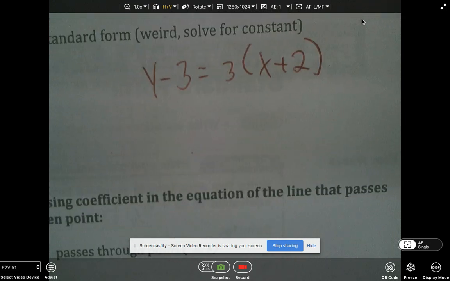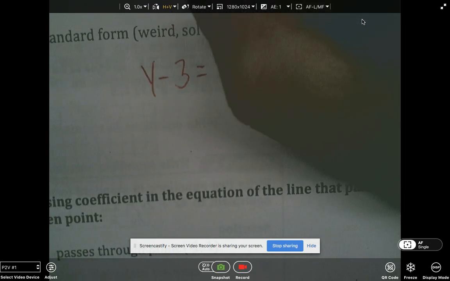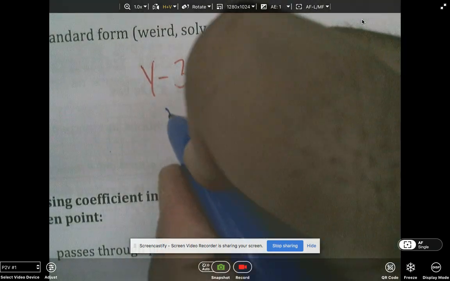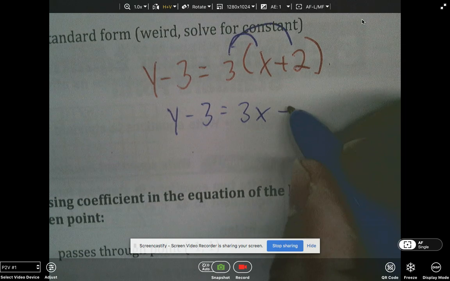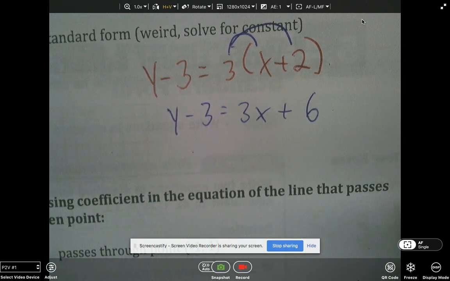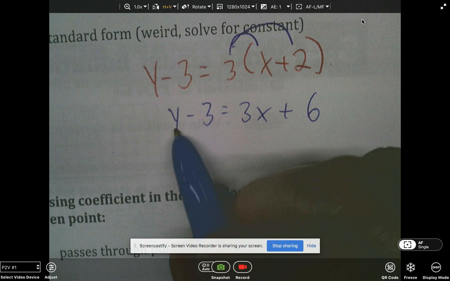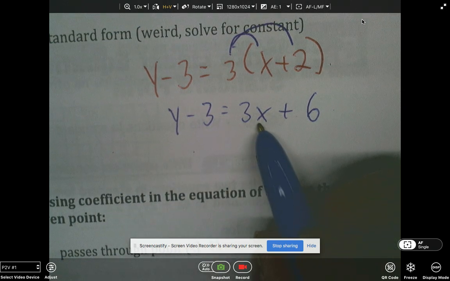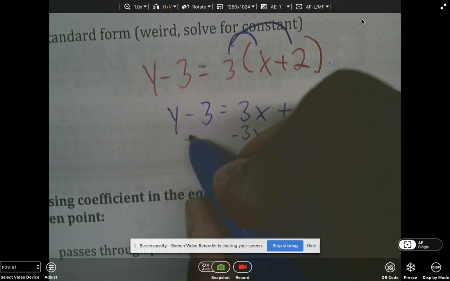So raise your hand. What's the first step to do with this equation? Distribute. And that would give me y minus 3 equals 3x plus 6. And then again, it's kind of a strange thing here. So it looks like we have a y term here. Maybe we can bring this x term over. So I'm going to subtract 3x from both sides.